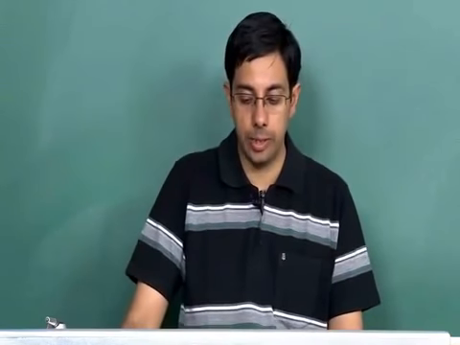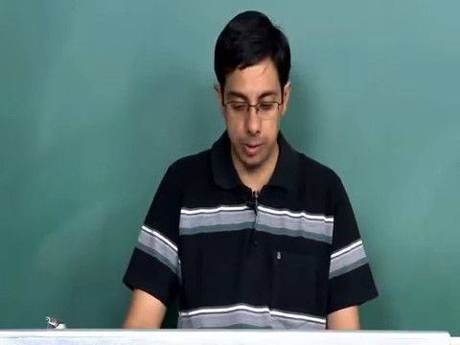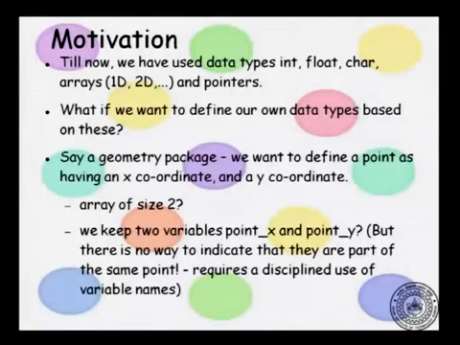Another way is to keep two variables, point underscore x and point underscore y, and these are the x coordinate and the y coordinate of a single point. This is another way to do it. But in both these solutions, there's no way to indicate that these two are intended to be the x coordinate and the y coordinate of the same point. The programmer has to impose considerable discipline in coding in order to maintain this meaning. So is there a more natural way to do it in C?